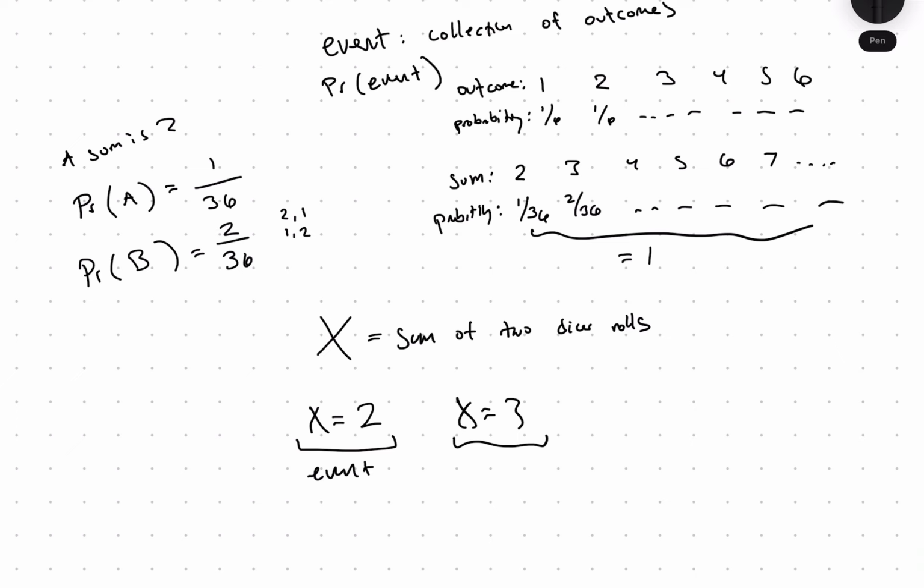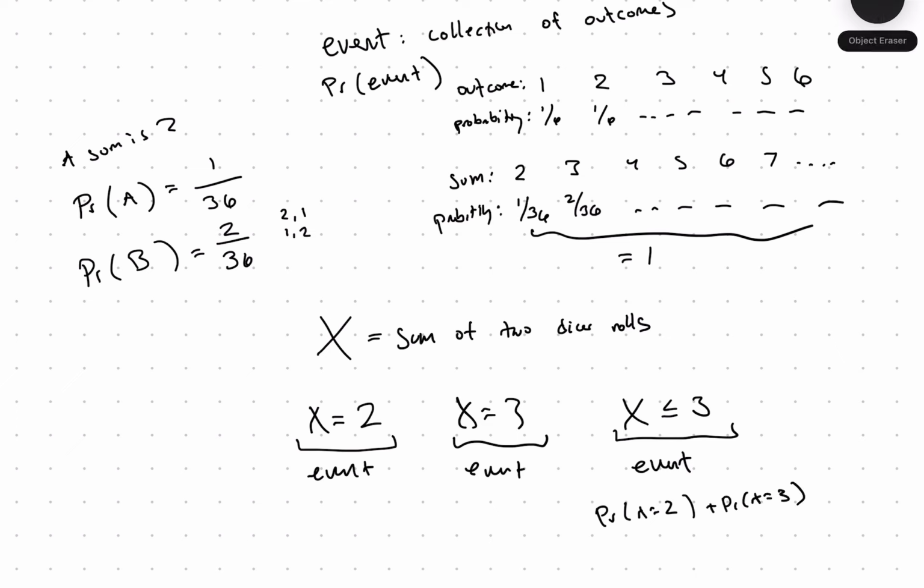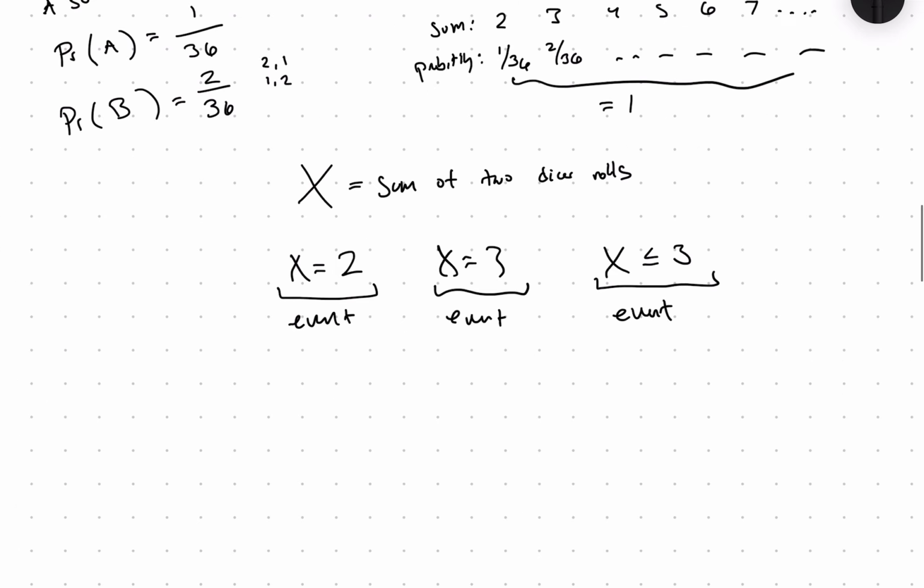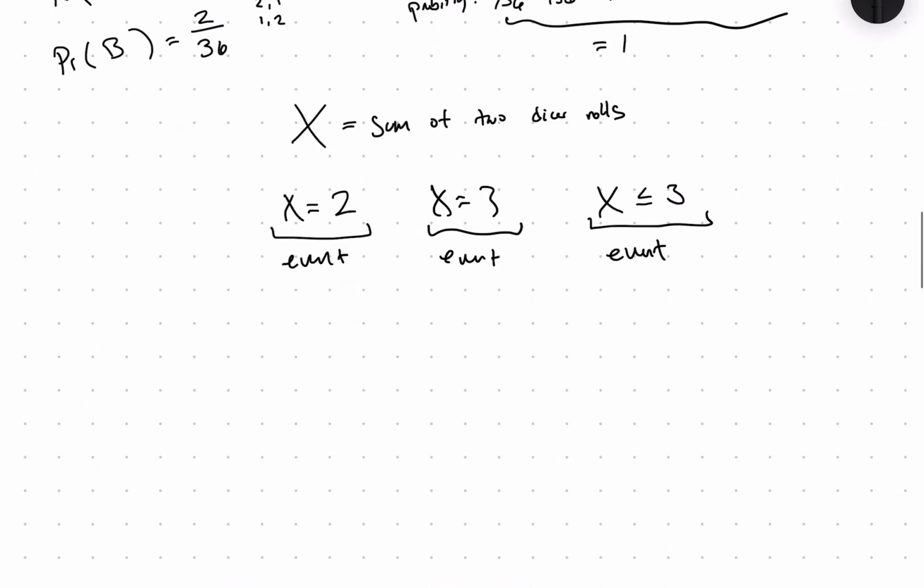Where it can get a little more complicated is that, since this is a variable, you can say, what is the probability that X is less than or equal to 3? That is still an event and something that we can totally calculate. It'd be the probability that X equals 2 plus the probability that X equals 3, because it can be less than or equal to. Great. So you can have those inequalities, and those are still events. And so we can have X equals a constant.